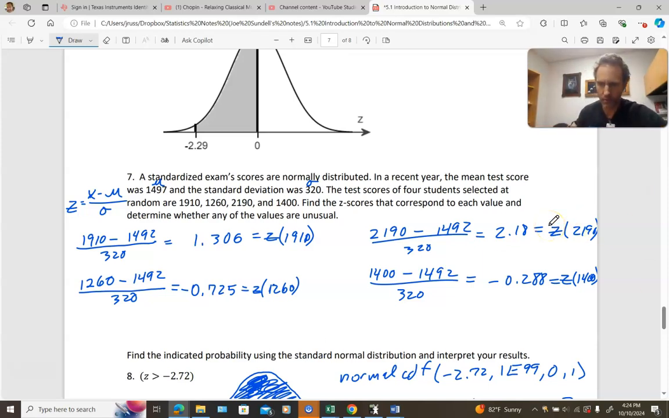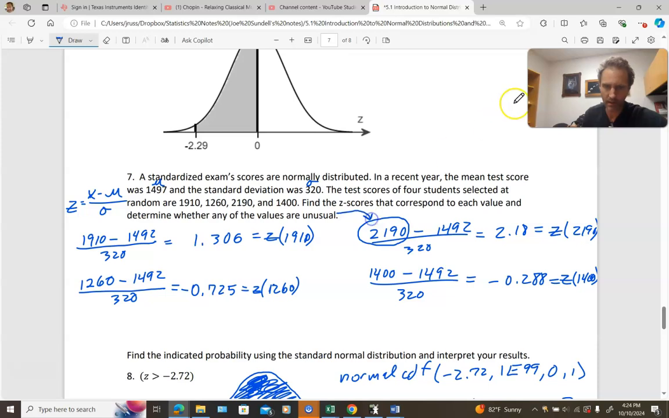My pen here is not working. It's still not wanting to work. Well, my mouse is still working, so I'll just circle this score right here, and I will say that it is the one that's unusual.